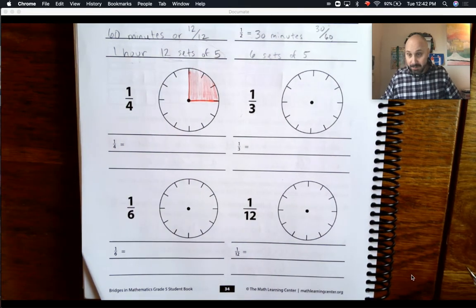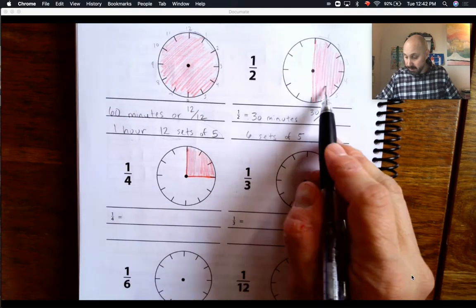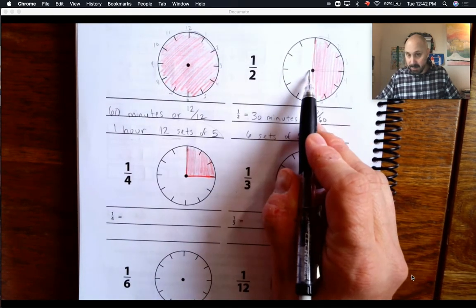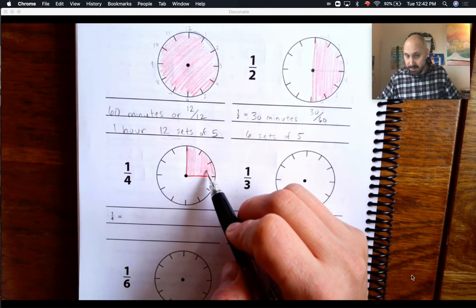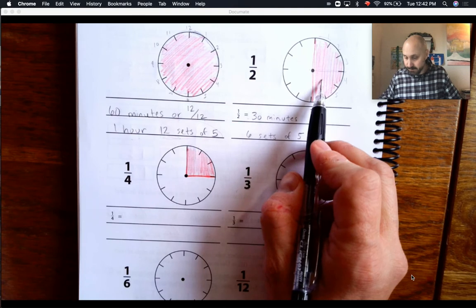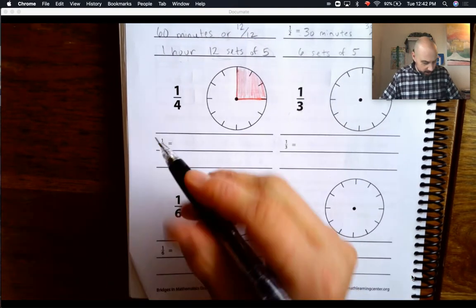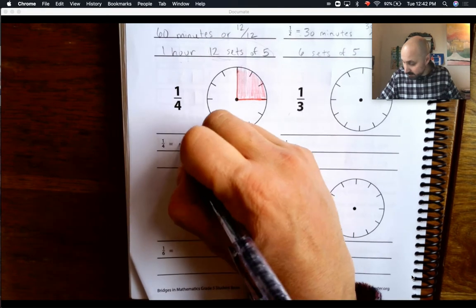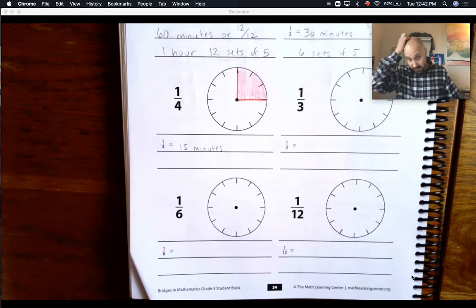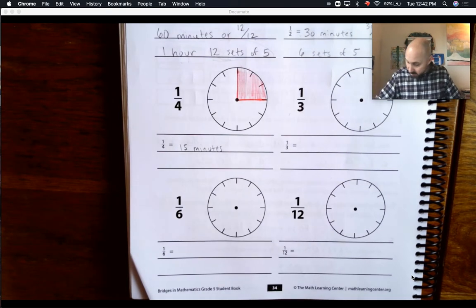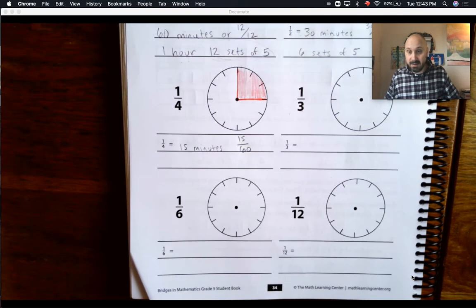which is half of a half. Do you guys recognize that? If I look at my half up here, if I cut that in half, a fourth is half of a half. I bet that sounds familiar. So 1/4 equals 15 minutes. A fourth of an hour is 15 minutes, which is the same as saying 15/60ths, 15 out of 60 minutes.